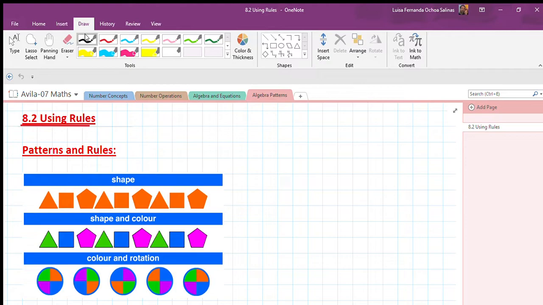So, first, take out your notebook and please write a big title of the new topic, which is called algebra patterns. You have it here, algebra patterns. That's your new topic that we're going to start. And today's lesson is 8.2, using rules. The date, I'll write it down, 7th of August 2019.